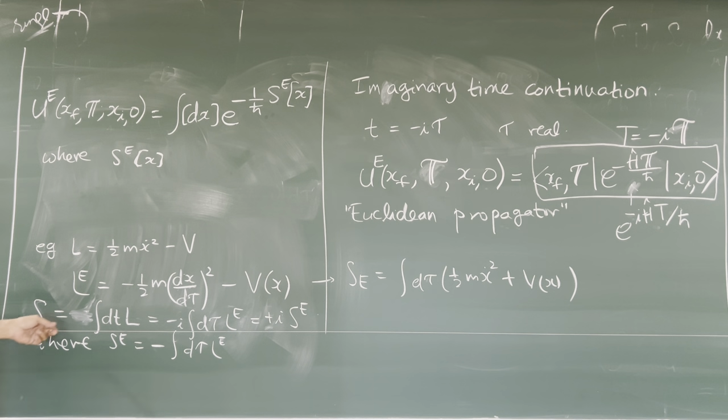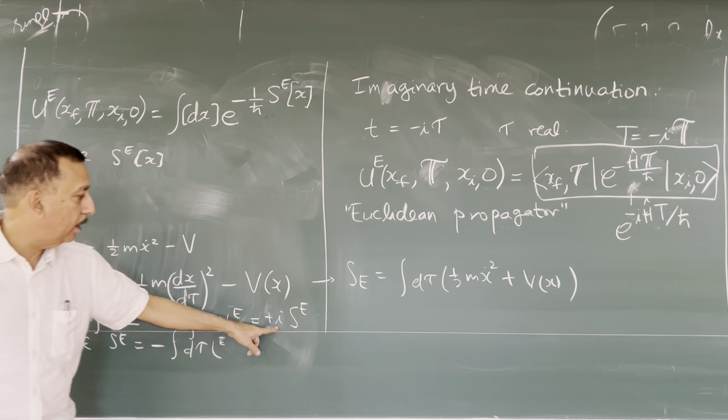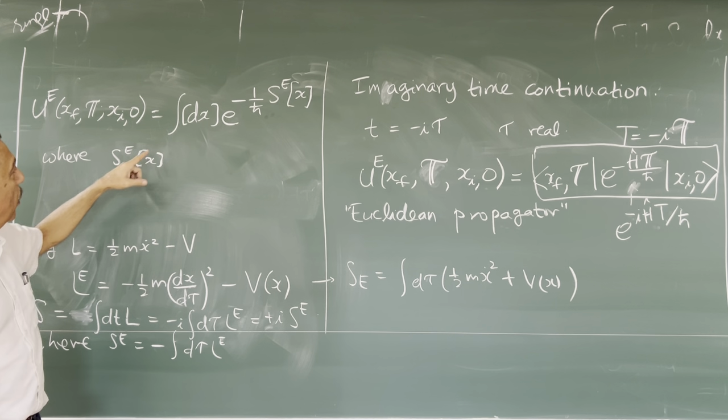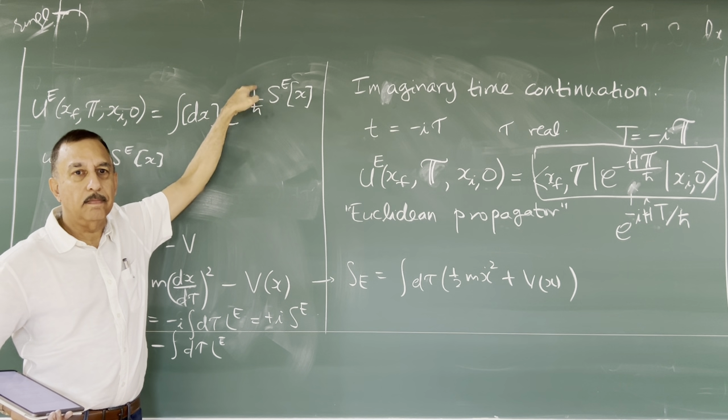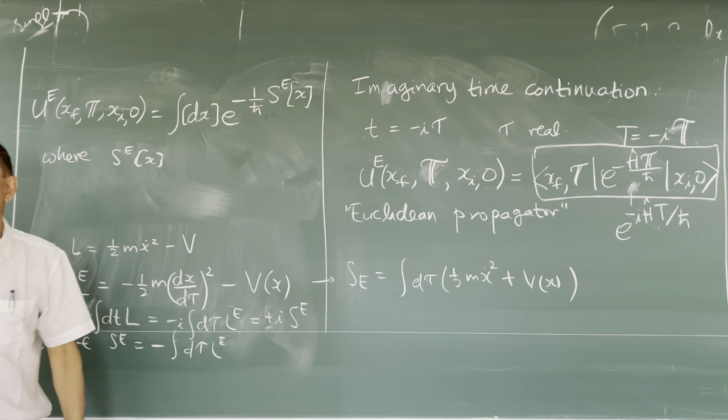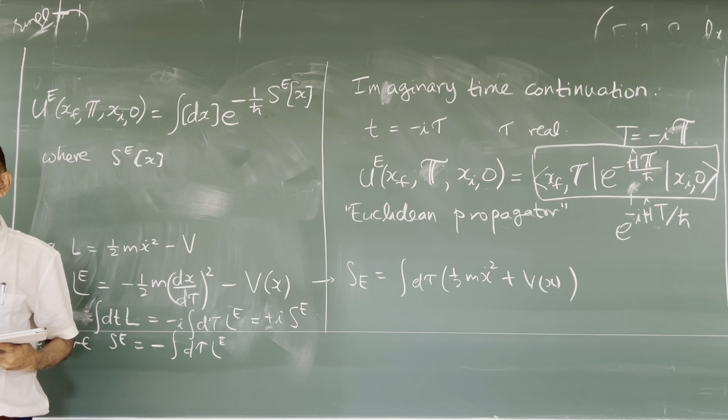So this is the quantity that goes up here. Now it's pretty clear from this series of steps, S is i times S_E. So when I had the path integral e to the i S, that becomes minus S. So everything is correct. Is that okay?